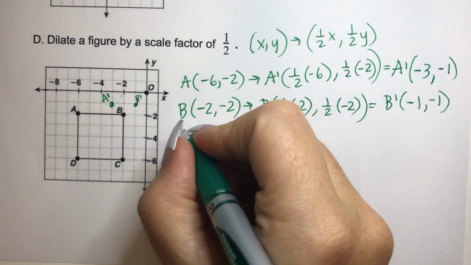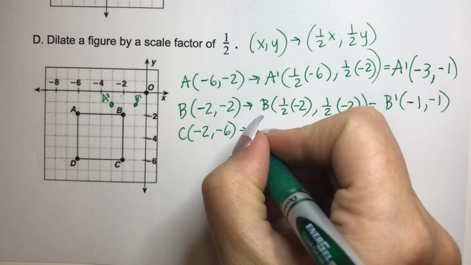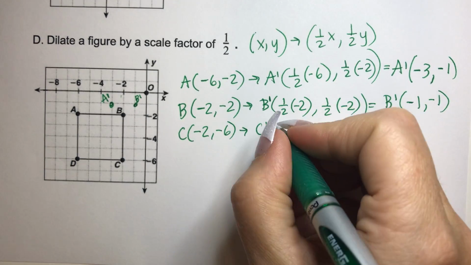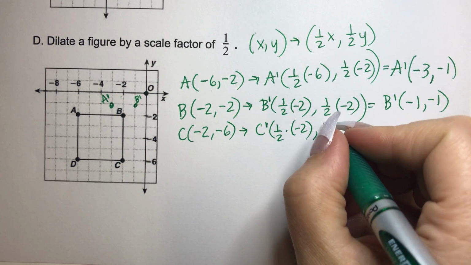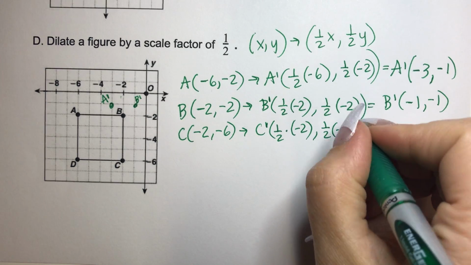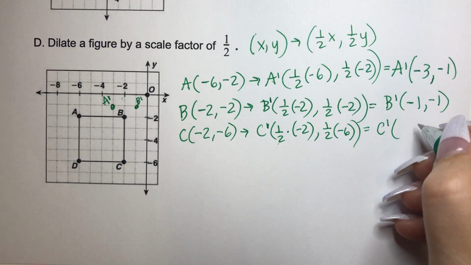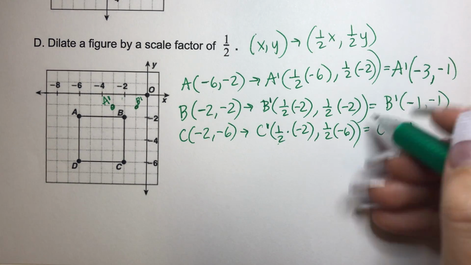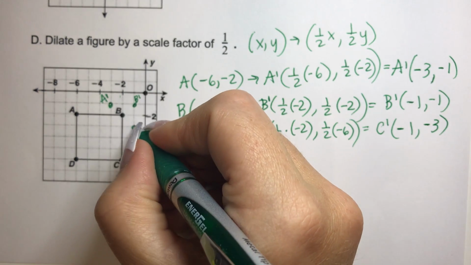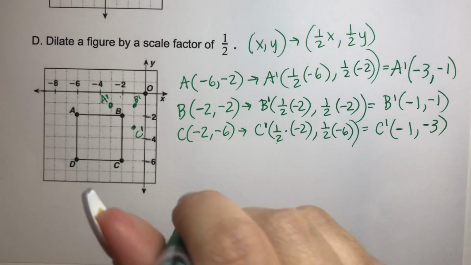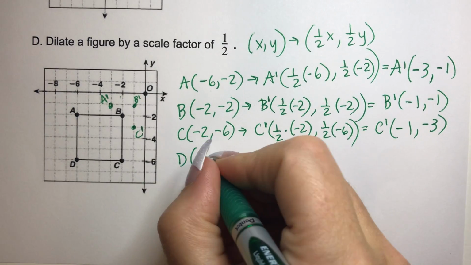And then let's go to C. C is negative 2, negative 6. And we are going to go ahead and put that scale factor of 1/2. C prime is 1/2 of negative 2 is negative 1. And 1/2 of negative 6 would be negative 3. So negative 1, negative 3 right there. And then let's go to D. D is negative 6, negative 6.